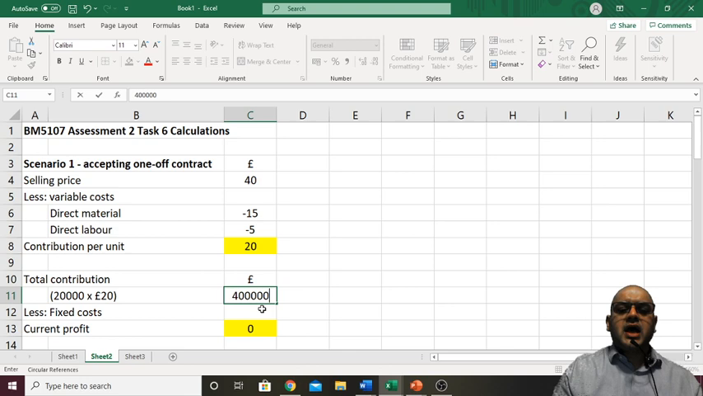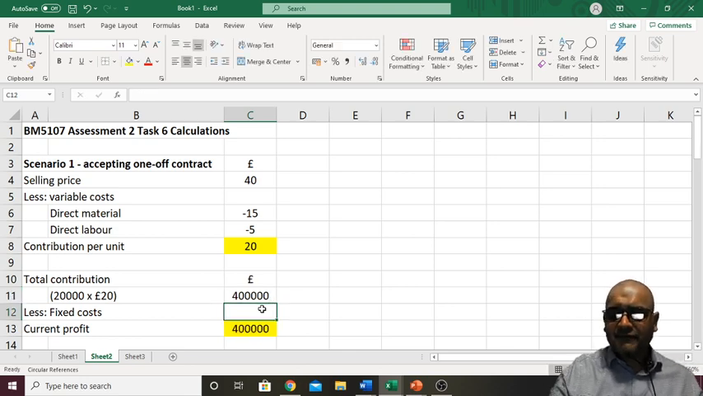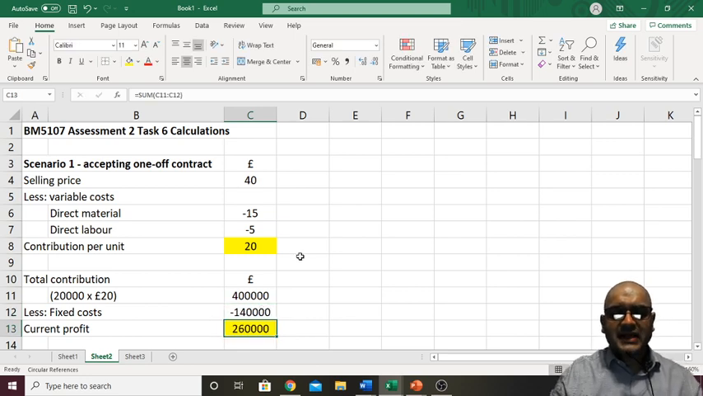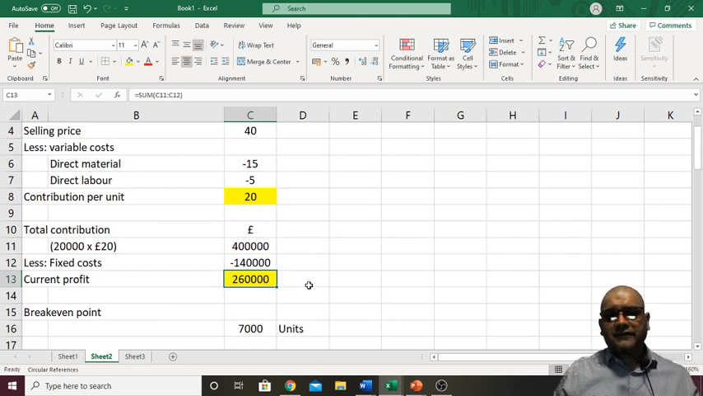We haven't yet found the profit. To find the profit, we still need to deduct the fixed cost of 140,000, and that's how we find the current profit of 260,000. Right now we are a profitable business.